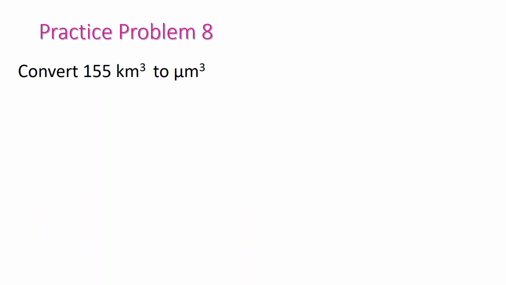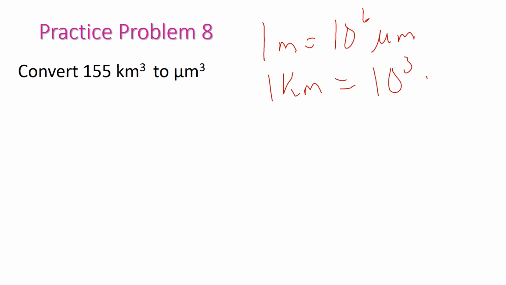Practice problem 8. We're going to convert 155 cubic kilometers to micrometers cubed. Let's see if you can remember the conversions. 1 meter equals 10 to the 6 micrometers. 1 kilometer equals 10 to the 3rd meters. We're going from kilometers to micrometers, so set up your fractions. 1 kilometer times something else. We need to cancel our kilometers, go to meters, cancel our meters, go to micrometers.